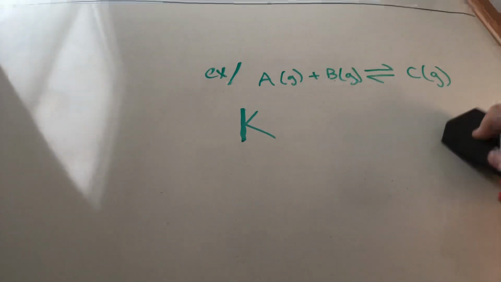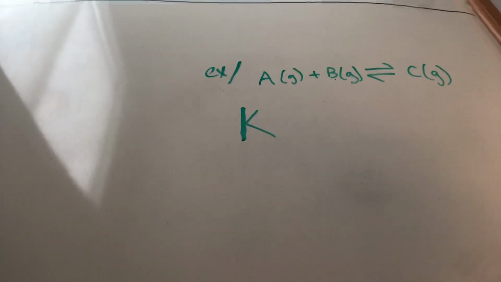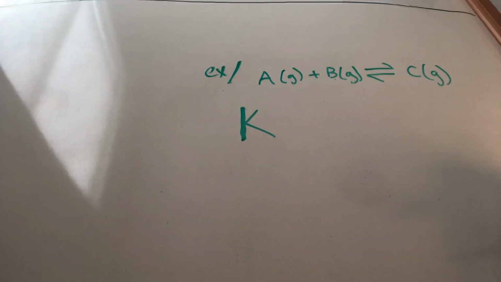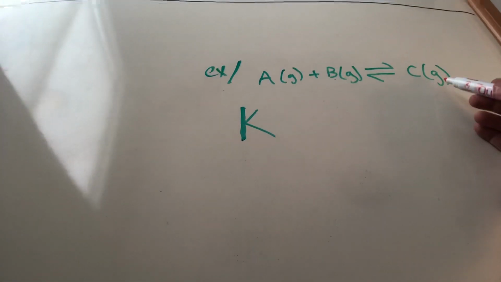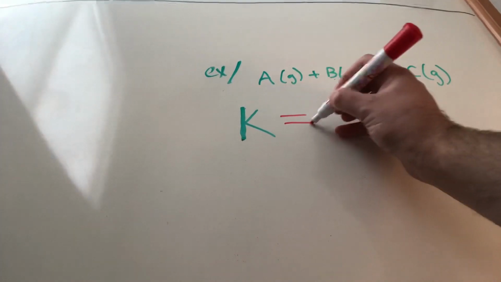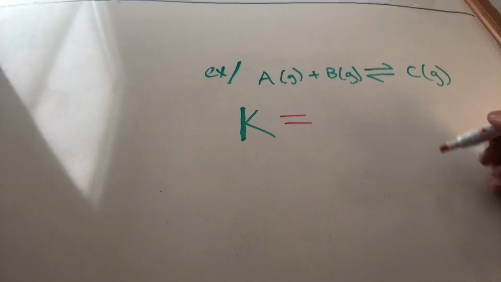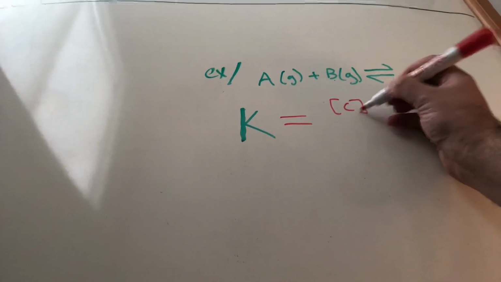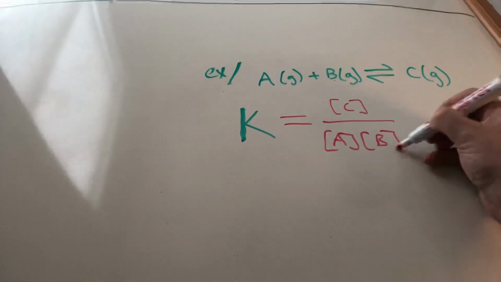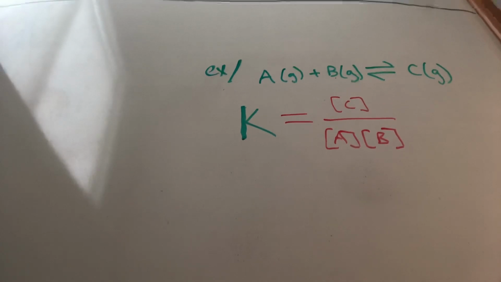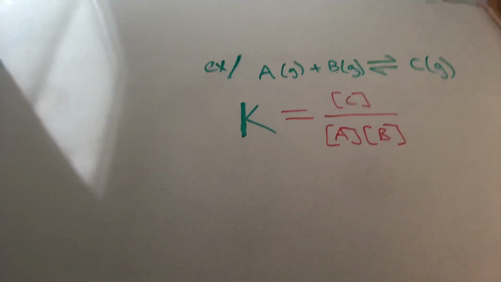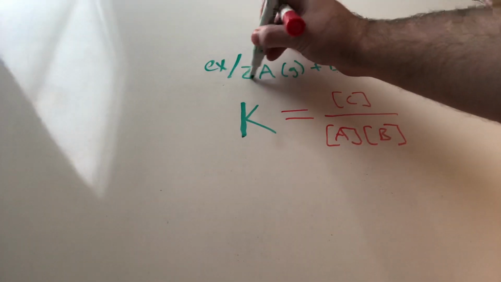Well, mathematically, it turns out that to figure out what K is, you look at species that could possibly have a concentration, and there's going to be more on that later, like gases and aqueous species. What you do is you write K by taking the product concentrations over the reactant concentrations. The only thing that happens when things get complicated is let's put a stoichiometric coefficient here.